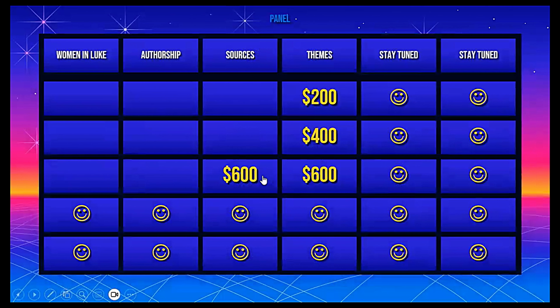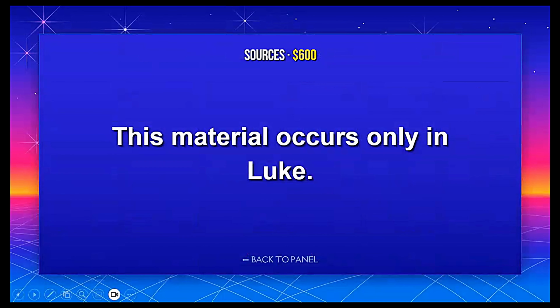And lastly, sources for 600. This material occurs only in Luke. And there's actually a name that scholars give to this material. It's not in Mark. It's not in Matthew. It's unique to Luke. It only appears in Luke. And the name that scholars give to that is special Luke. There's also special Matthew, things that occur in Matthew that don't occur anywhere else. And for both of them, their nativity stories are among those special materials. So the nativity is a good example of material that comes out of what scholars call special Luke.